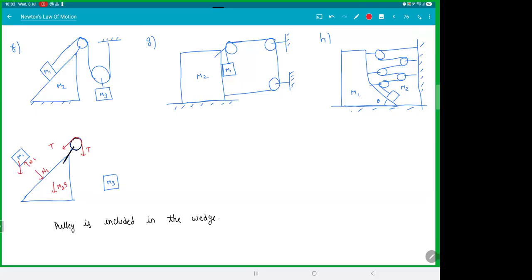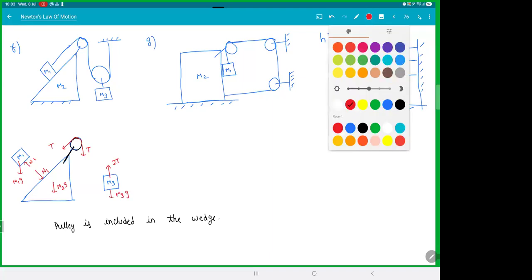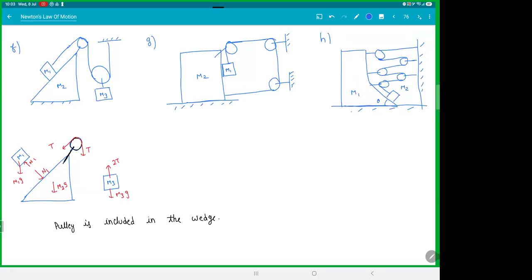This is N1, this is M1G. I'm not resolving components for now. This would be 2T because there are two strings, and this is M3G. Please check your answers. I am drawing all of them. In case you're confused or not clear, please ask. If the string has mass, you have to count that also. That M also will get included.